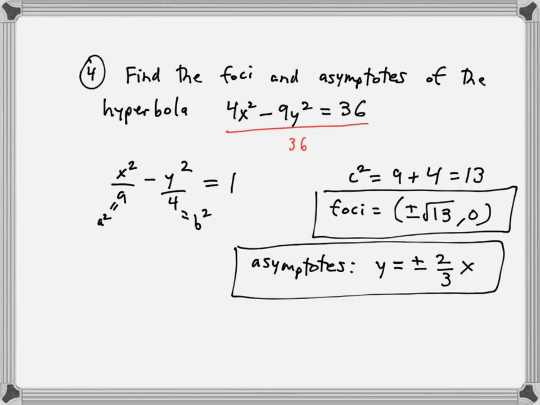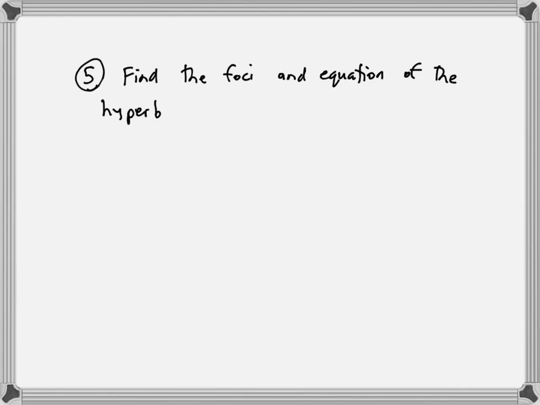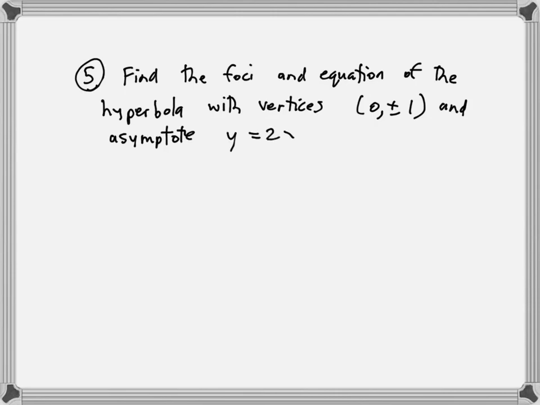Okay, let's do another one. Find the foci and equation of the hyperbola with the vertices 0 plus or minus 1, and they give us one asymptote, y equals 2x.